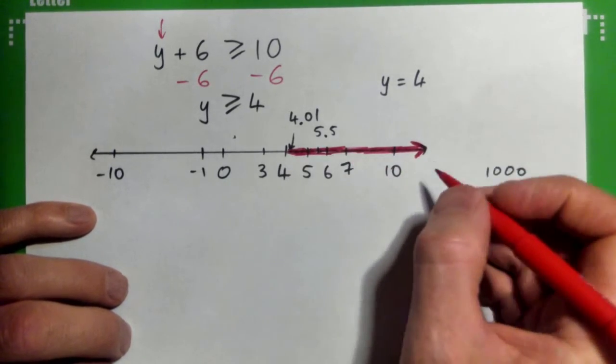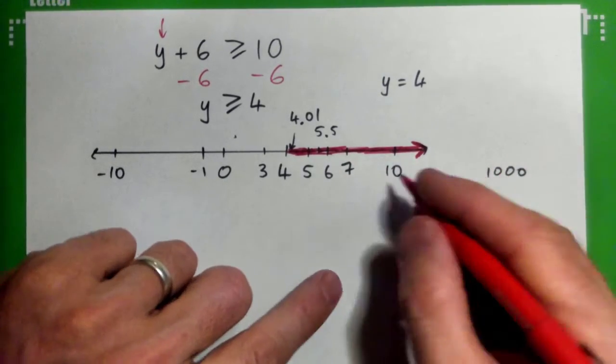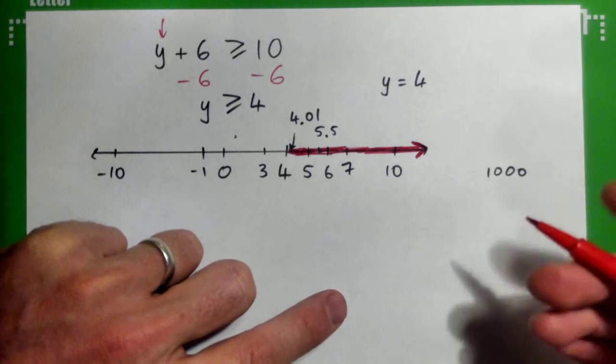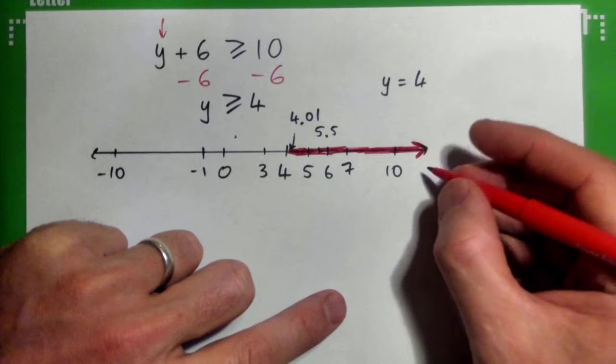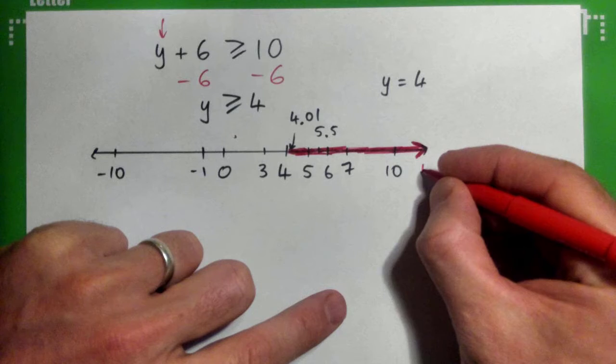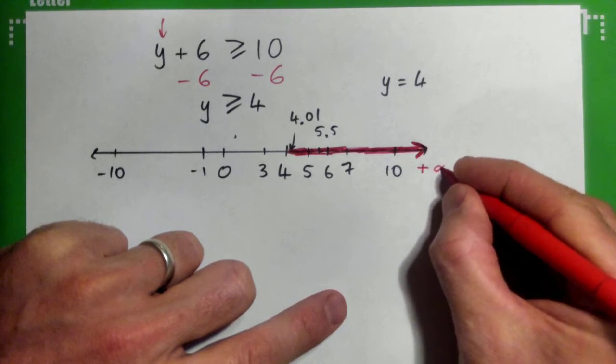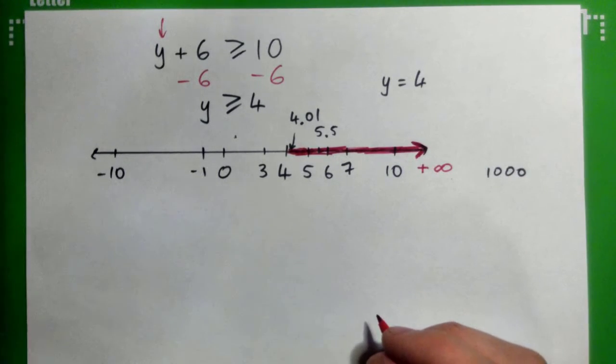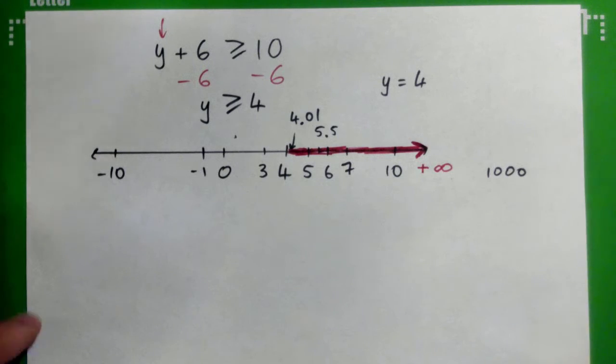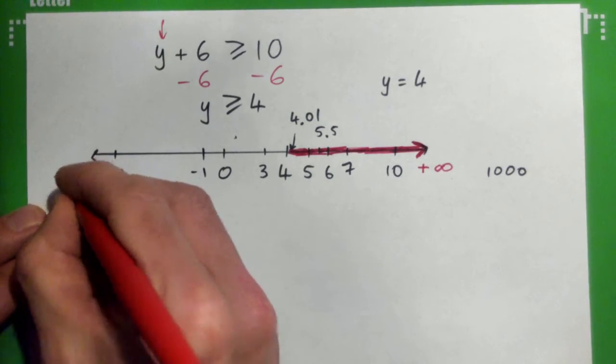All these dots, and they go on and on and on towards the biggest number you can think of. And what is the biggest number you can think of? 1,000, a million, a billion. It goes towards positive infinity, right? And by the way, negative infinity is in that direction.